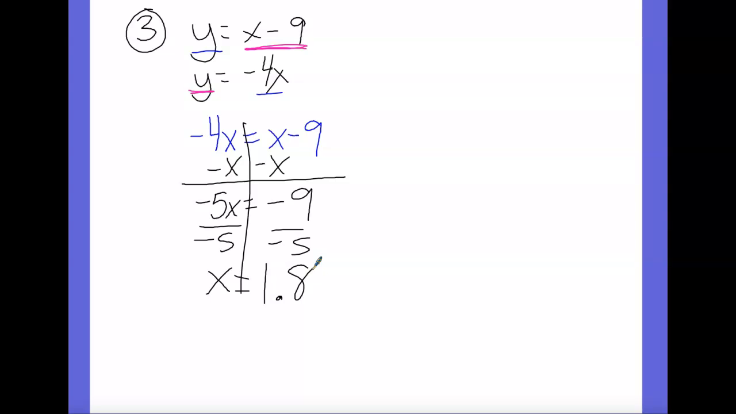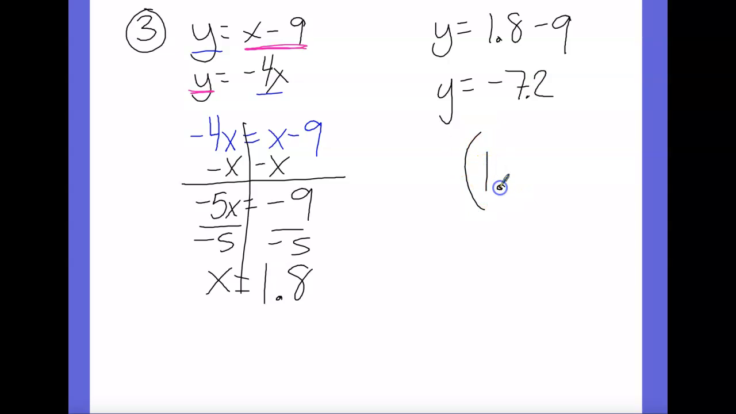Okay, so I solve for x. Now what do I do? I call a sub and solve for y. So which equation do you want to use? The top one? Okay, so I would have y equals 1.8 minus 9. Y equals, is it going to be a positive or a negative? Negative, and it's 7.2. You would use your calculator. So what is my answer? 1.8, comma, negative 7.2.